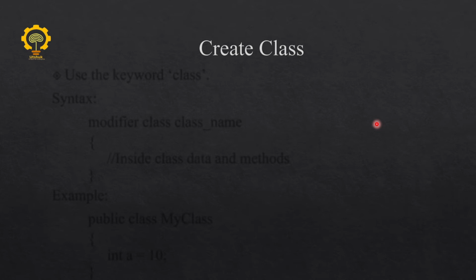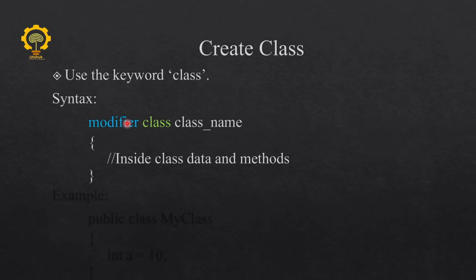So let's see how to create a class. We use the class keyword in order to create a class, and this is the syntax. Here modifiers means it can be public, private or protected, and class is a keyword, and we simply give the class name, and inside the class we can define the data and the methods.